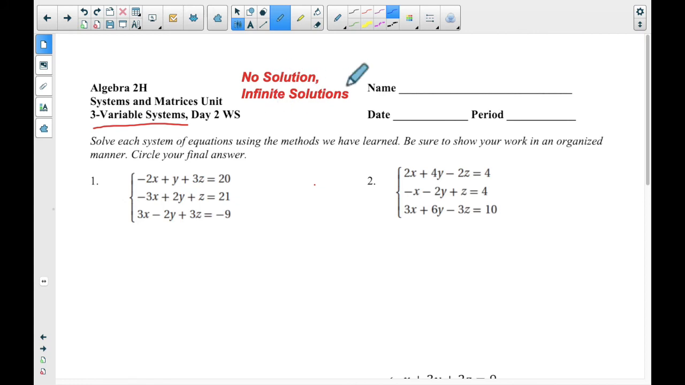So if it is a no solution problem, it's like 0 equals 3. We know that that means no solution. If it comes out where you're working out a problem and you get something like 0 equals 0 or 3 equals 3, that means you have an infinite solution situation. Let's go down and look at the very last problem.